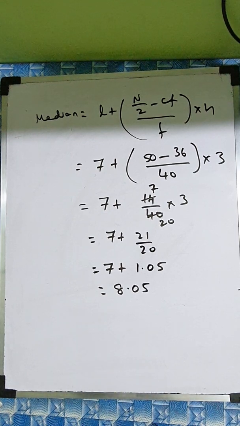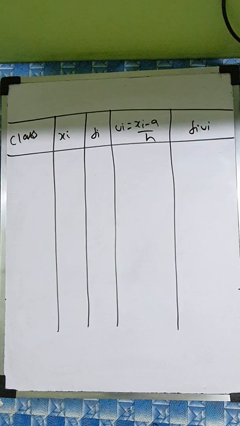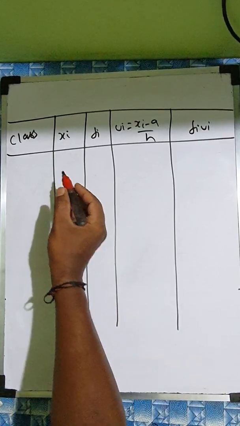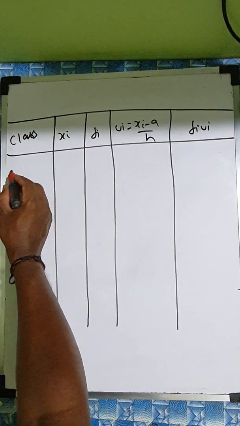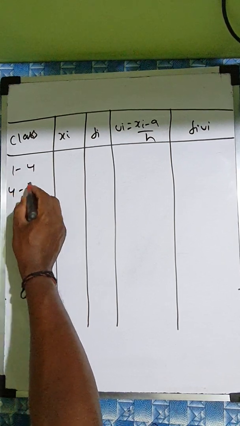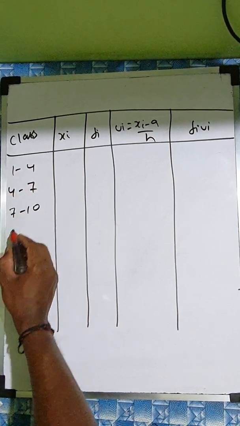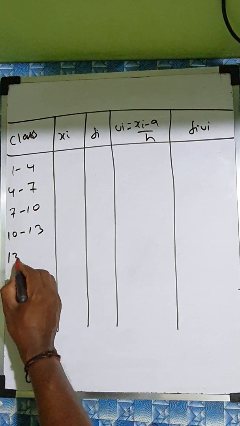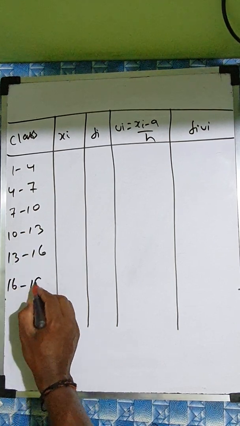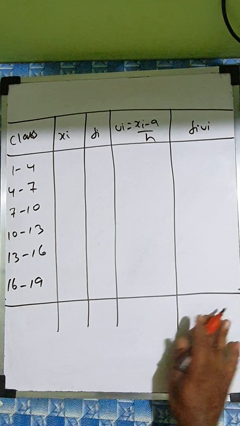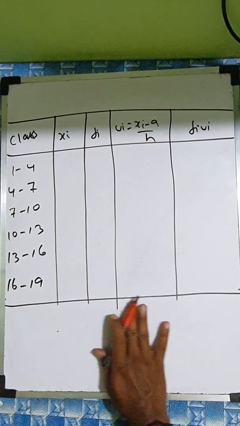Now next we'll find out the mean, the mean number of letters. We can use any method. You can use the direct method, step deviation, or assumed mean method. You can do any method. I'm going to do the step deviation method. So here the classes are 1 to 4, 4 to 7, 7 to 10, 10 to 13, 13 to 16, 16 to 19. Already I said you can do any method, but better we'll do step deviation.